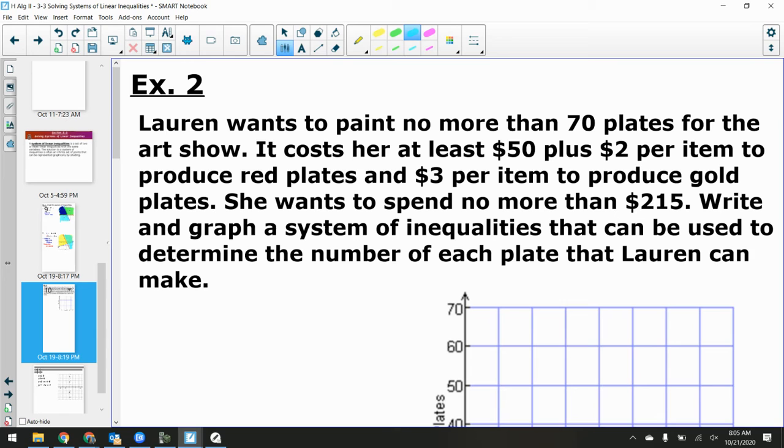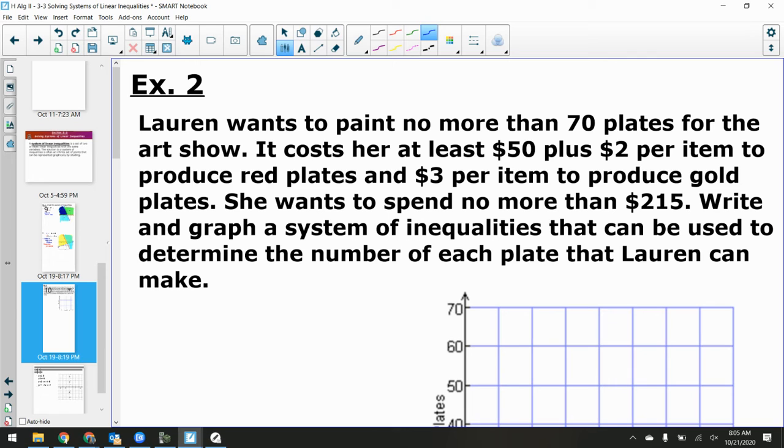Lauren wants to paint no more than 70 plates for the art show. It costs her at least $50 plus $2 per item to produce red plates and $3 per item to produce gold plates. She wants to spend no more than $215. Okay, thinking about inequalities, you have to think about limiting factors. I have two limiting factors here. What's my first limiting factor? What's the first thing that's constraining me? I only want 70 plates.